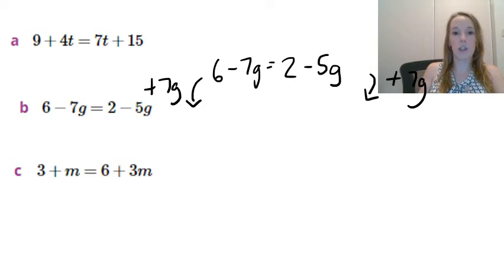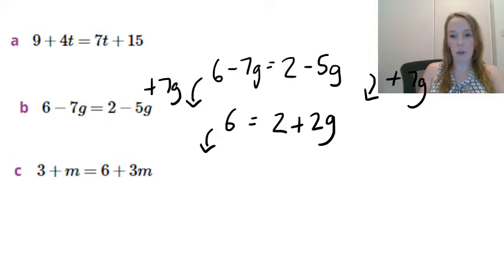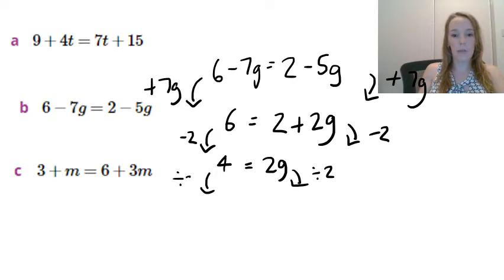So 6 take 7g plus 7g is just 6. 2 take 5g plus 7g, so negative 5 plus 7 is going to give me positive 2, so it's going to be 2 plus 2g. Now to get rid of the 2, I'm going to subtract. Again, I know it's subtraction because there's no negative sign in front of the 2, which means it must be a positive 2. So 4 equals 2g. To get rid of that 2, I'm going to divide both sides by 2. 4 divided by 2 is 2. 2g divided by 2 is g. So g is equal to 2.